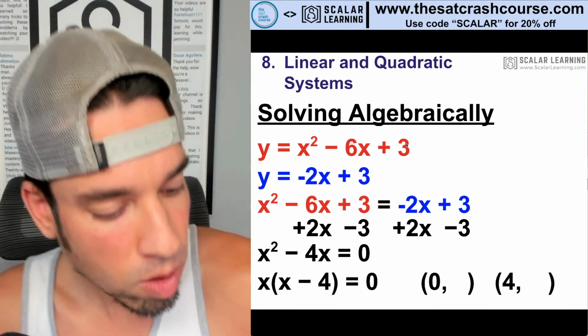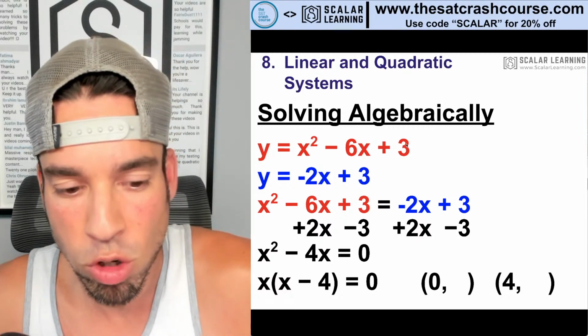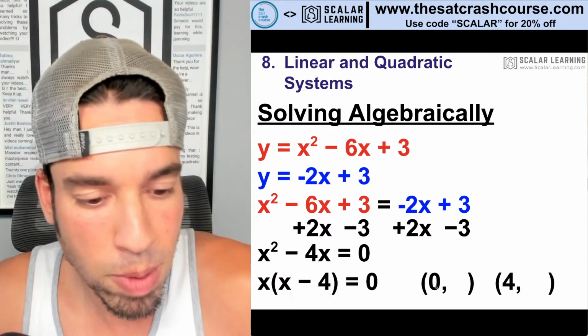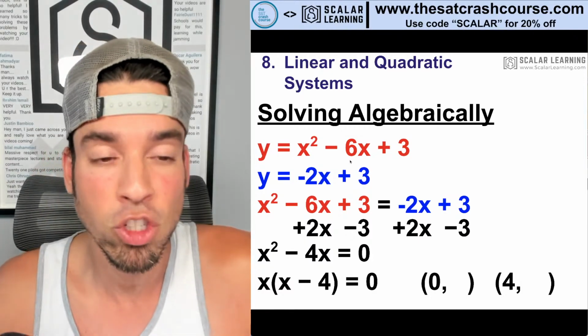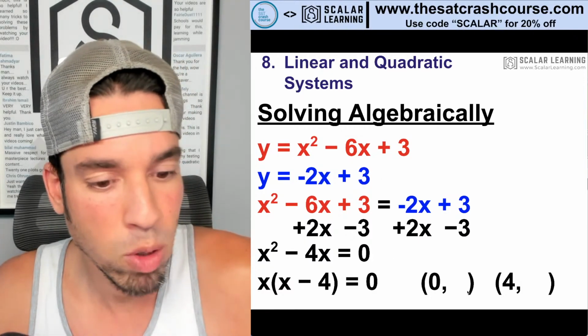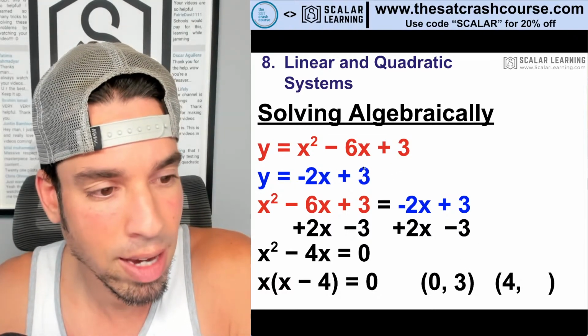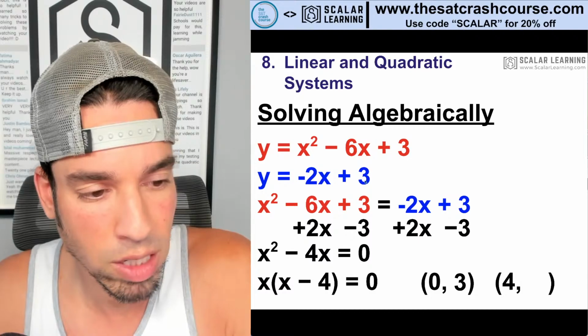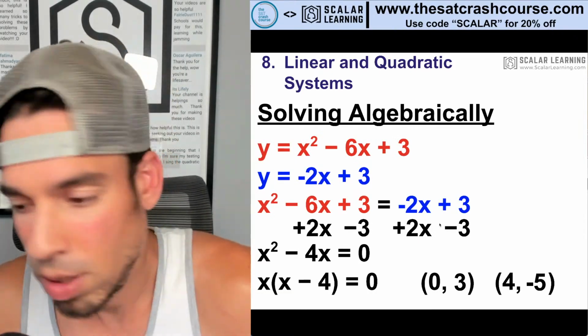But again, solutions are going to come in pairs, right? Coordinate pairs. We need an x value. We also need a corresponding y value. Well, to get the corresponding y value, you plug these values into either of these equations. I like to do both just to make sure. I plug in 0 to both, and I get 3. I plug in 4 to both, same thing. I get -5, right? 4 times -2 is -8, plus 3 is -5. That's how you do it. Boom, done.